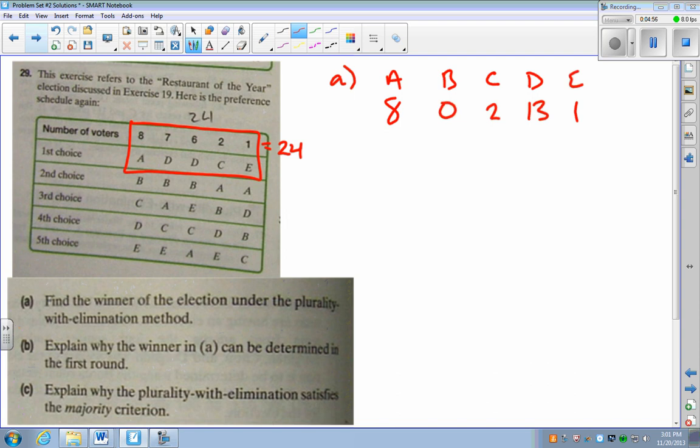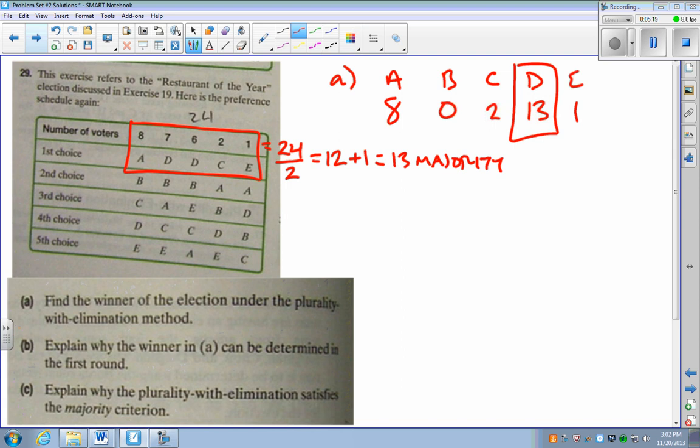If 24 people voted, 12 and 12 would give you 50%, which isn't a majority. So you need 13 for a majority. Right there, D wins it. You don't even have to do plurality with elimination. Then the questions, the answers to them just fall right in.